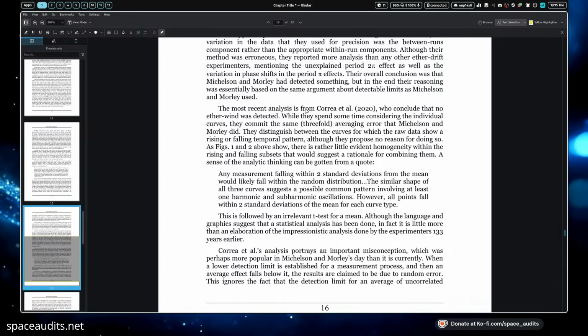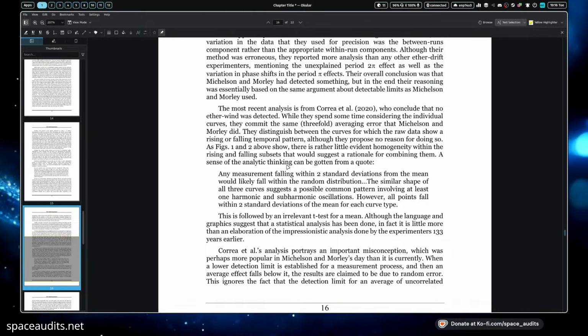In the most recent analysis from Correa and others in 2020, who concluded that no ether wind was detected, they spend some time considering the individual curves. They commit the same threefold averaging error that Michelson and Morley did. They distinguish between the curves for which the raw data show a rising and falling temporal pattern, although they propose no reason for doing so. As figure 1 and figure 2 above have shown, there is rather little evident homogeneity within the rising and falling subsets that would suggest a rationale for combining them.